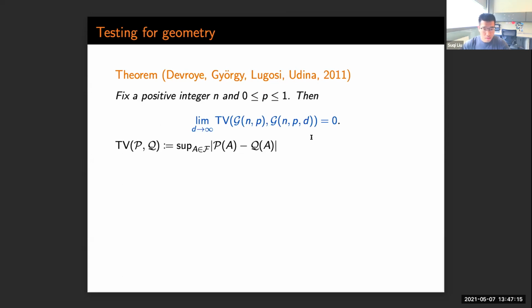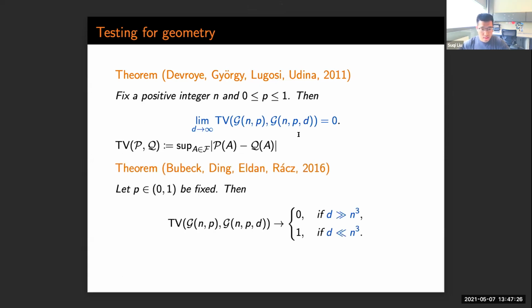In 2011. So it showed that when the dimension goes to infinity, G(n,p,d) is indistinguishable from G(n,p) in total variation distance sense. And later in 2016, Bubeck, Ding, Eldan, and Rácz actually pinpointed an exact order of dimension when the total variation distance transitions from 0 to 1. And in the regime where the total variation distance goes to 1, they actually provided a computationally efficient statistic which can tell the difference. In other words, G(n,p,d) goes through a phase transition at the dimension of order n to the cube.